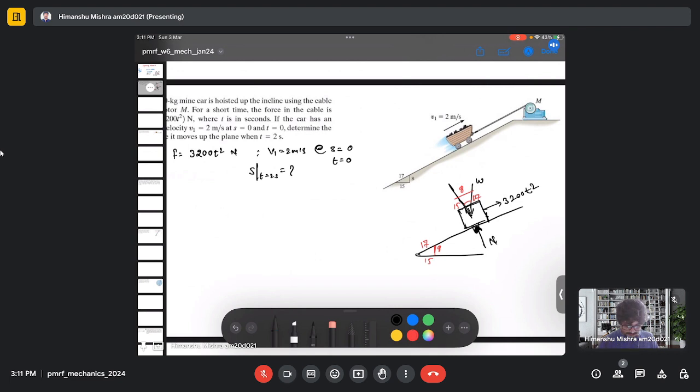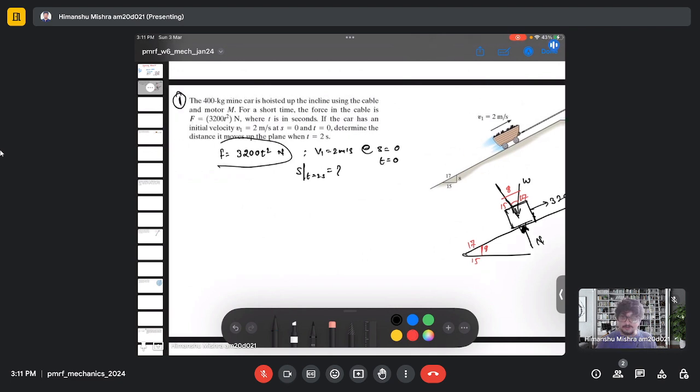So now what we can do, since we have given the force and we need to figure out the kinematic quantities, like here we need to figure out the distance. First, we need to do the force balance analysis, and from the force balance analysis we can check what are the unknown forces in the system.